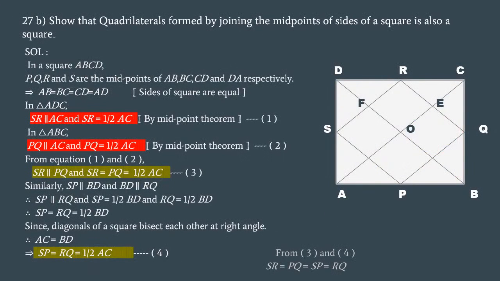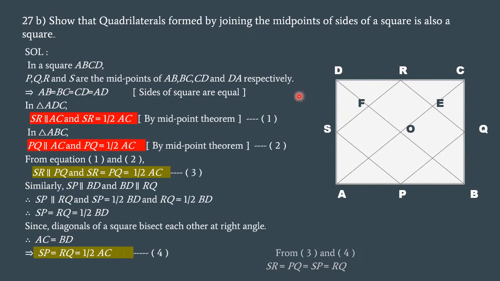Show that the quadrilateral formed by joining the midpoints of the sides of a square is also a square. Okay. Now, ABCD is a square where AB is equal to BC is equal to CD is equal to DA, and also the diagonals of a square bisect each other at 90 degrees.